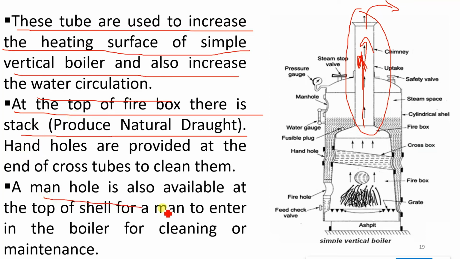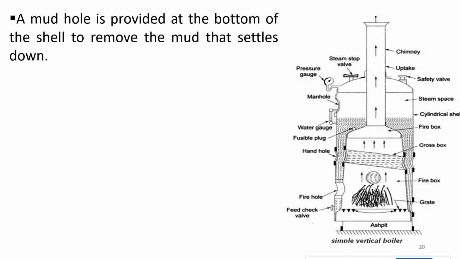A manhole is also available at the top of the shell, meant to enter the boiler for maintenance and cleaning. A mud hole is provided at the bottom of the shell to remove the mud that settles down.